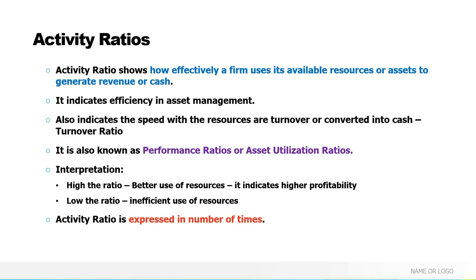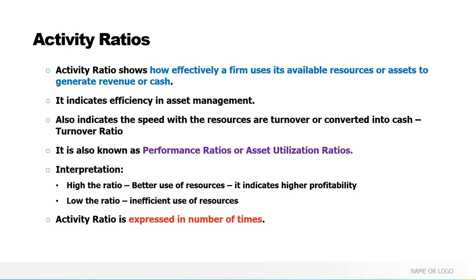By using the activity ratio, we can analyze the financial statement and interpret the result. Based on this interpretation, the management can take decisions for their operational purposes. By using activity ratio, the business concern can measure the efficiency of their operations or asset management. It can be interpreted that if we get a high ratio, it indicates better use of resources, so it will result in higher profitability. If the ratio is low, it indicates inefficient use of resources.